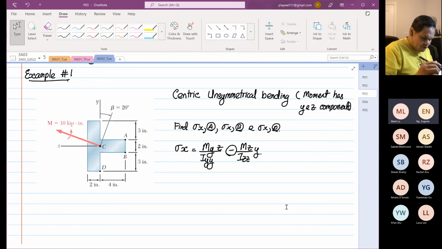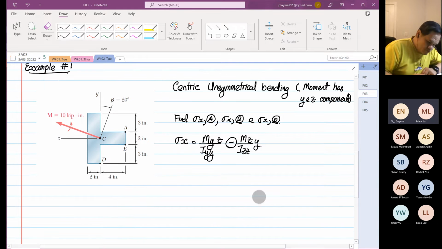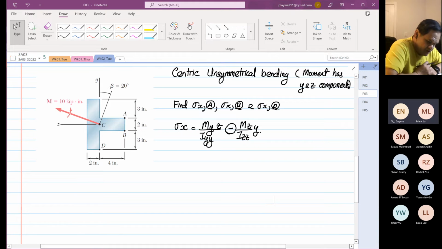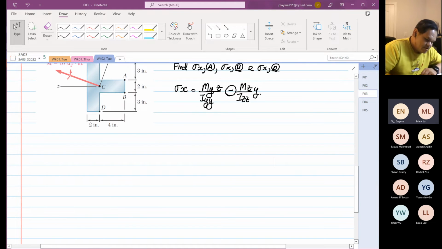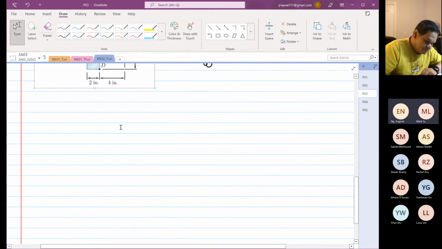Okay, so we're going to find stresses at point A, point B, and point D. We know that this structure is under unsymmetrical bending because you have a moment that you can break down into Y and Z components. So let's start breaking down the moments.